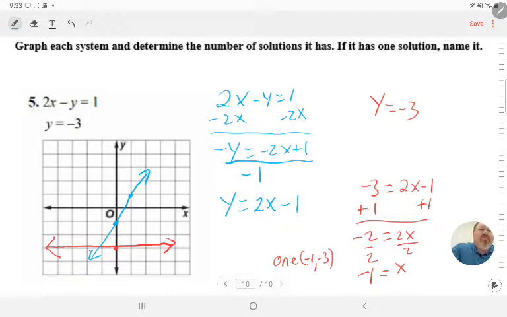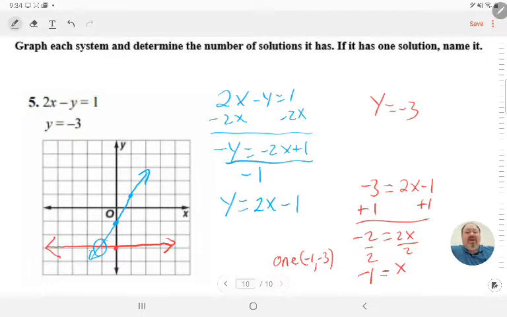Okay, let's see how you did. So 2x minus y equals 1. I'd subtract 2x from both sides, and then I would divide everything by negative 1 to get y equals 2x minus 1. So you know it's going to cross the y-axis at negative 1, and then it has a positive 2 slope. So up 2 to the right 1, draw my line. Now y equals negative 3 is everywhere y is negative 3, so it is a horizontal line. So then I look at where they cross.